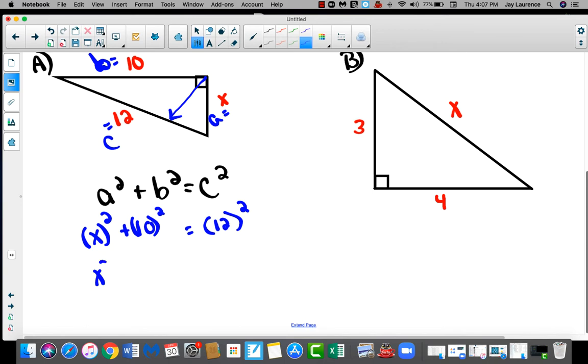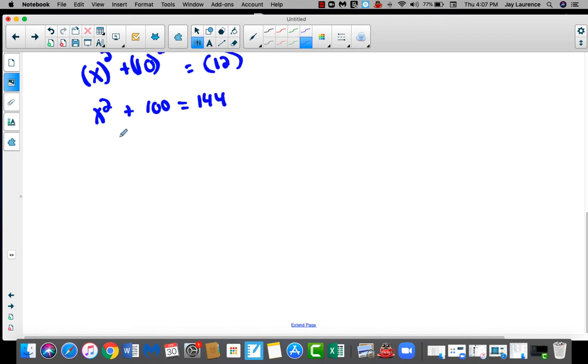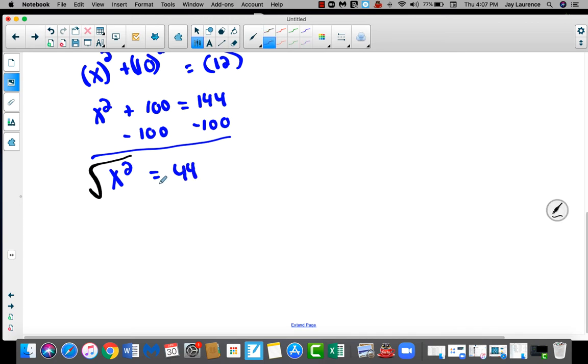Well, x times x is x squared, plus 100 equals 144. I'm going to subtract 100 from both sides. And like I said, for some of you this is review, for some of you it's not. That's going to equal 44. And then, of course, I'm going to take the square root of both sides. I don't need the plus or minus because the minus will result in a negative answer, and it's impossible for the side of a triangle to be a negative number. In fact, it's even impossible for it to be 0.